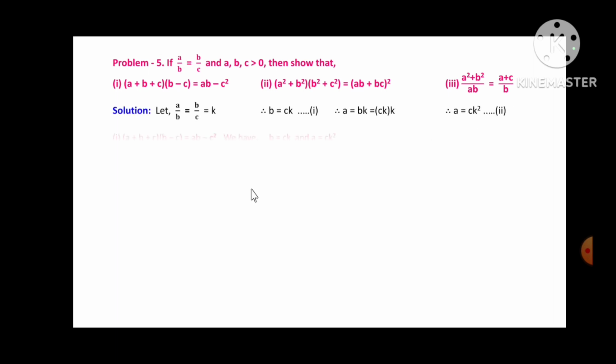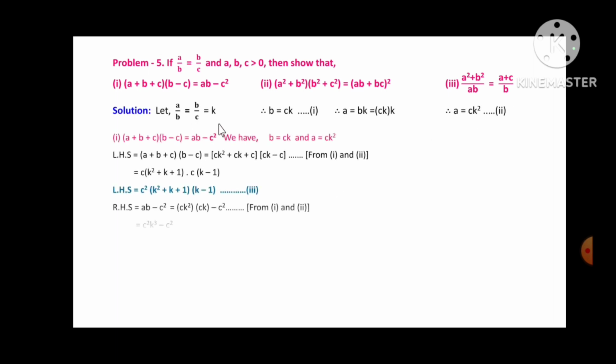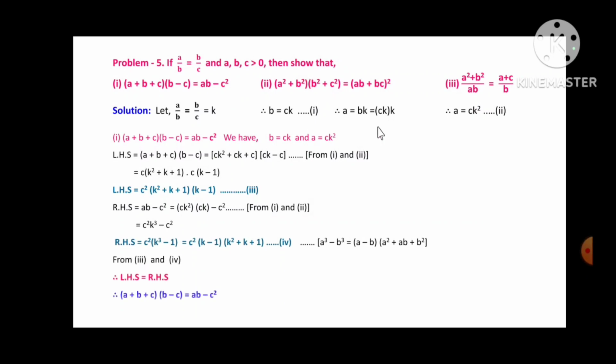We'll see first one. Let a/b = b/c = k. So therefore we can write b = ck and a = bk, that is ck into k, that is a = ck². We'll take the first example: (a + b + c)(b − c) = ab − c². We have proved that b = ck and a = ck².